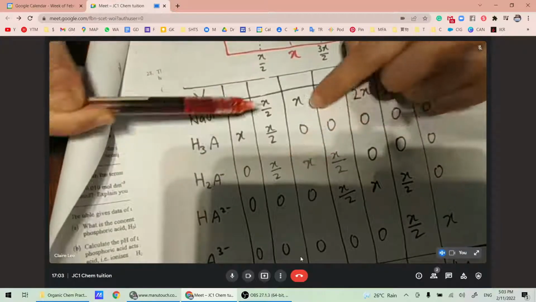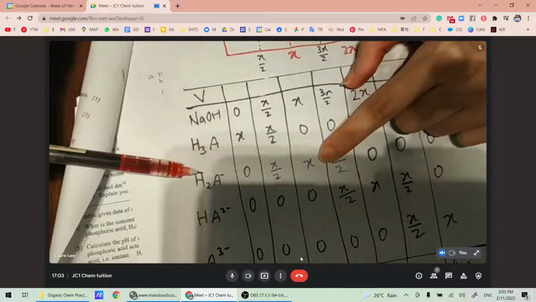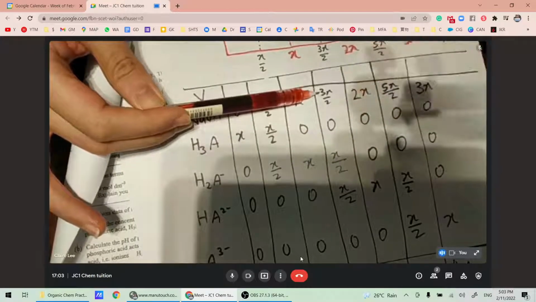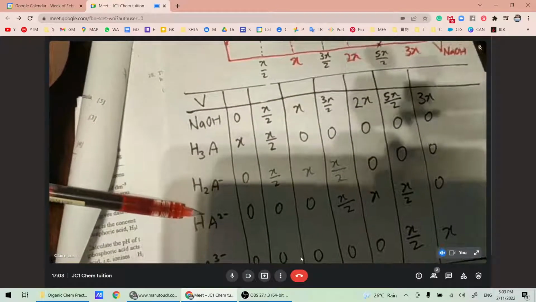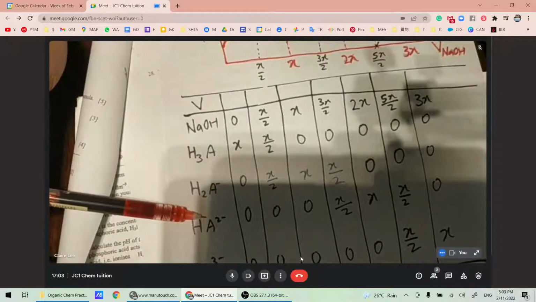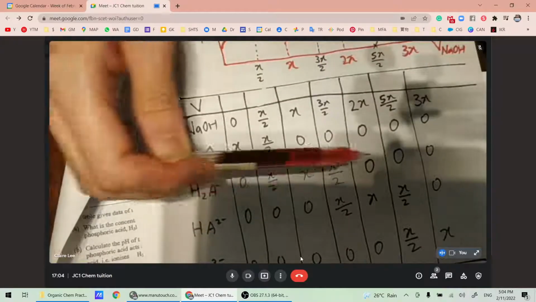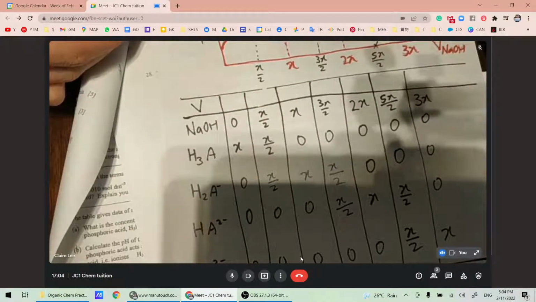Then if I add X volume of NaOH, all my H3A will be converted to H2A-. Now I continue adding. Now I add 3 over 2 X of the NaOH, then my H2A- will now convert to HA2-. So half of them get converted, half of them stay as H2A-. Then if I add, where am I now?